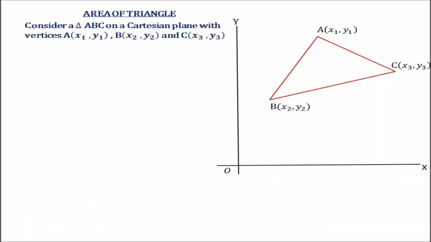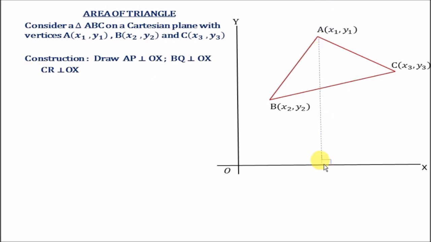So we are considering a triangle ABC on a Cartesian plane with vertices A (x1, y1), B (x2, y2), and C (x3, y3). So here we have the coordinates of the vertices of the triangle and we will be using them in order to formulate the area of the triangle. For that, the first thing that we have to do is construct perpendiculars from the vertices of the triangle. So we'll draw AP perpendicular to OX.